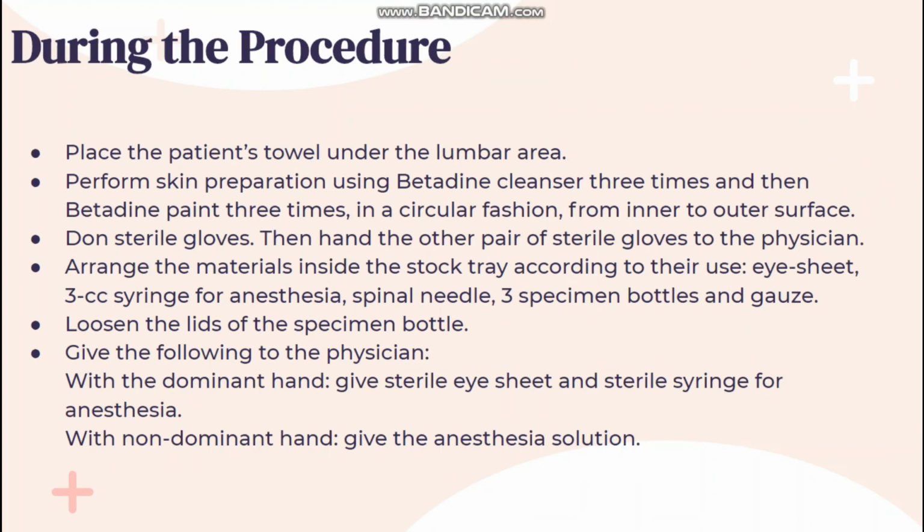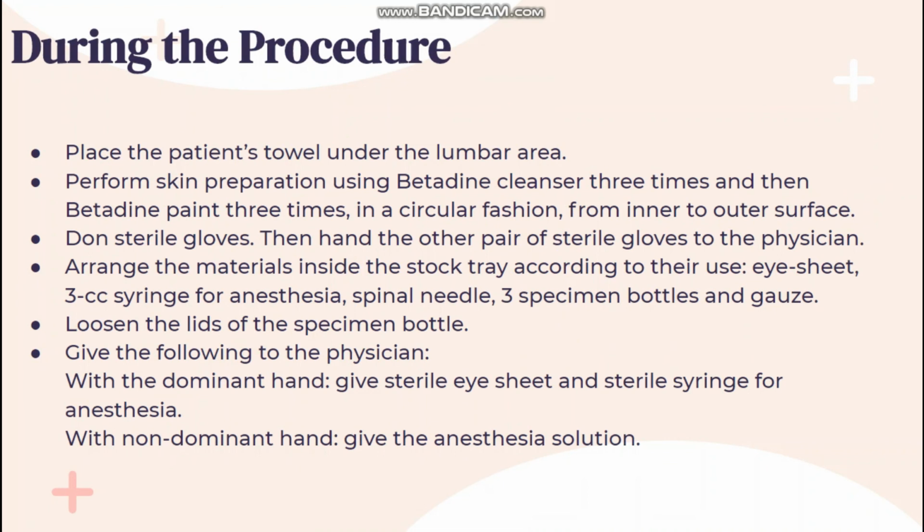So during the procedure, place the patient's towel under the lumbar area. Perform skin preparation using betadine cleanser 3 times and then betadine paint 3 times in a circular fashion from inner to outer surface. Don sterile gloves. Then hand the other pair of sterile gloves to the physician. Arrange the materials inside a stock tray according to their use: eye sheet, 3 cc syringe for anesthesia, spinal needle, 3 specimen bottles and gauze.